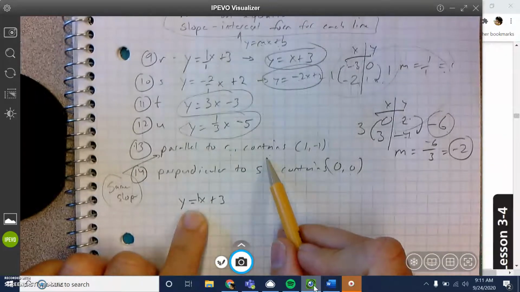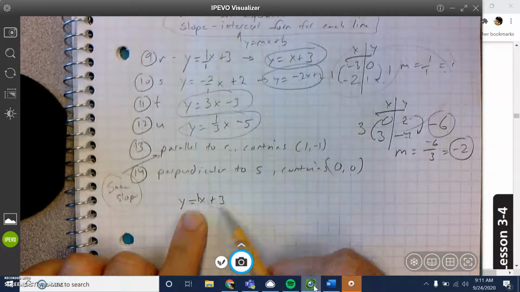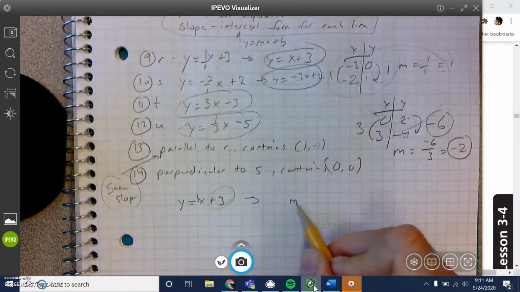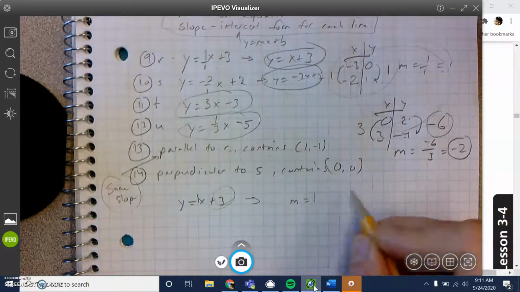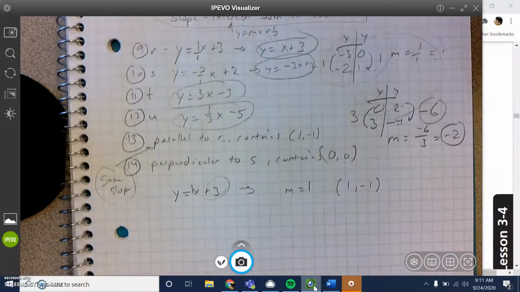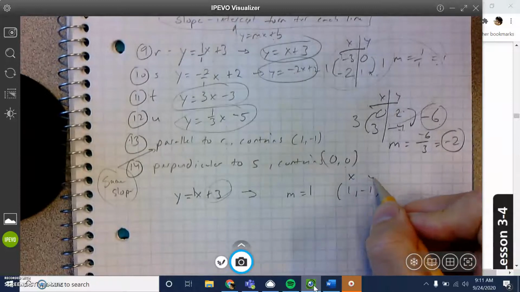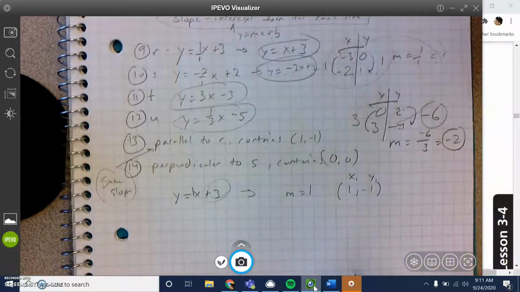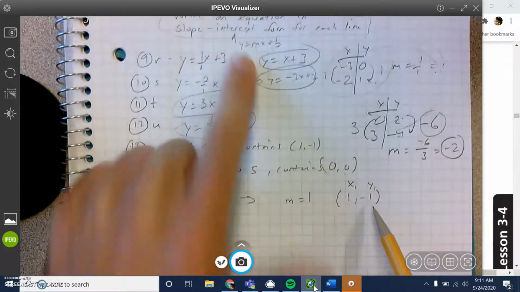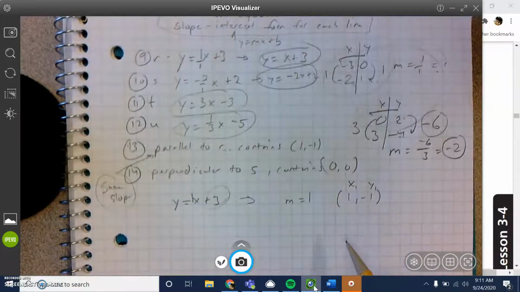So I want a different line. So it's going to have a different y-intercept. So I'm going to steal this. So my new line is going to have the slope of 1, and it goes through this point. Bam. So I'm now going to put this in point slope form. I know I want to have it in slope intercept form because that's the final answer, but I'm going to use point slope form as an intermediary.